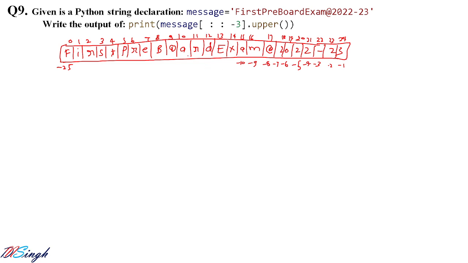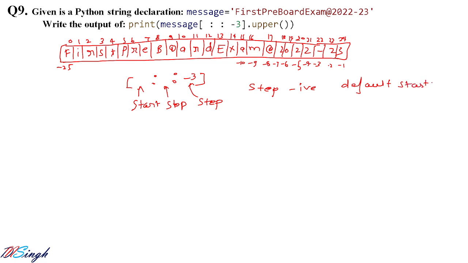I told you while you are doing slicing there will be three things in it. First thing is start, the next is stop, one before stop, and then last is step. So we have the step that is negative. I told you if your step is negative, the default start value is -1. So it is going to start from there.